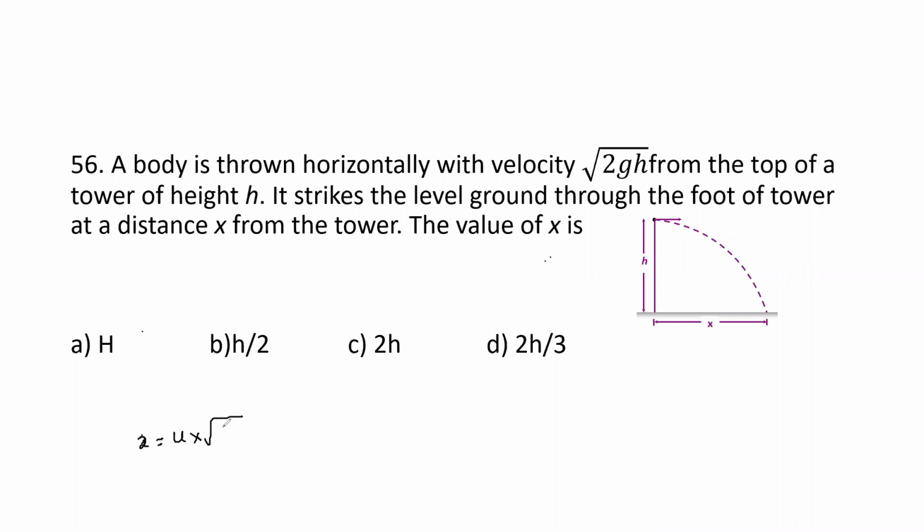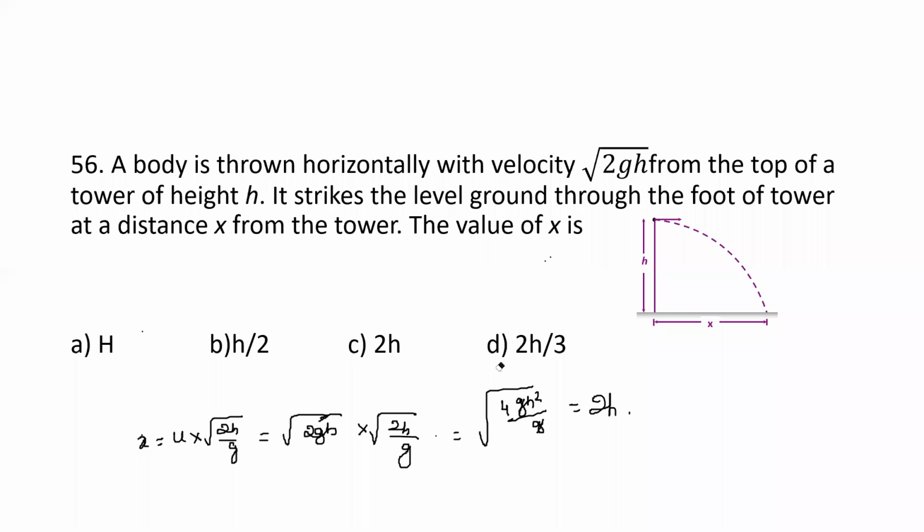x is equal to u into t. t value is root of 2h divided by g. So that is equal to √2gh into root of 2h divided by g. So if I simplify this, here u is root of 2gh and the value of t is root of 2h divided by g. So I can take everything in the bracket, right? That is 2 into 2, 4, g h square divided by g will get cancelled. Root of 4h square is nothing but 2h. That is, option C is the right option here, that is 2h.